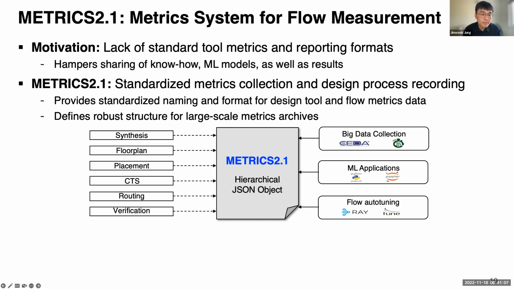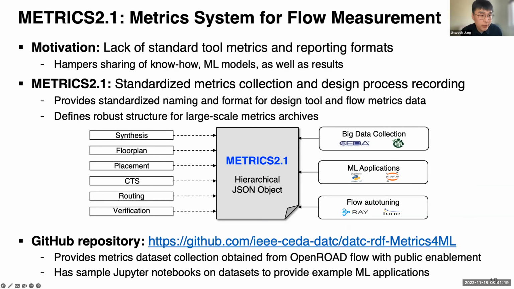Metrics 2.1 provides a standard format for flow metrics data, and it defines a robust structure for large-scale metrics data sets. We have also created this GitHub repository shown here. This repository provides a metrics data set obtained from OpenROAD design flow execution on the public enablements. It also has several Jupyter notebooks, which demonstrate example machine learning applications using the Metrics 2.1 metric system.